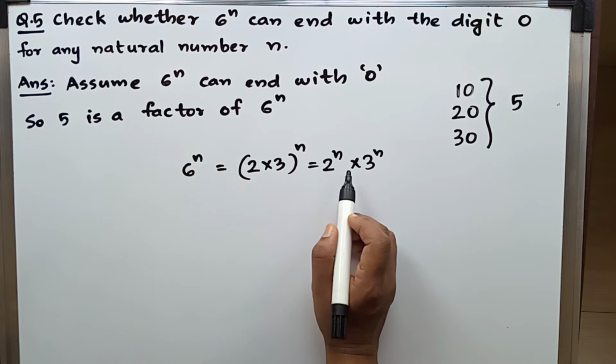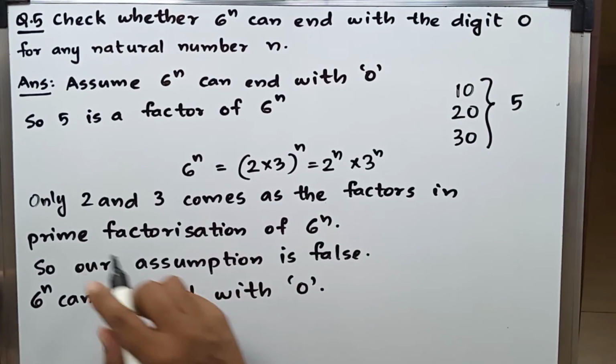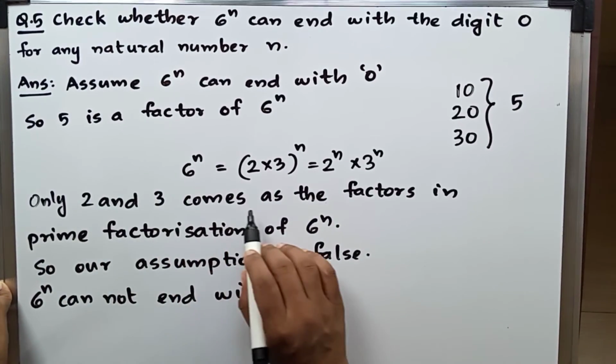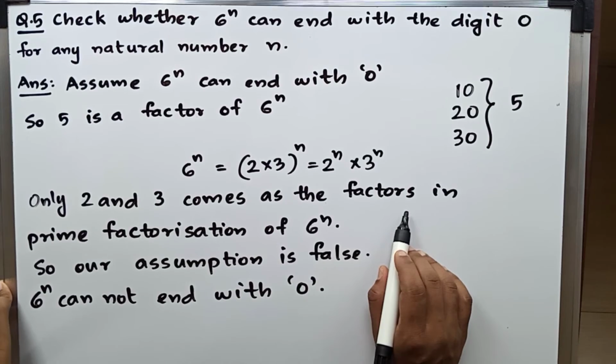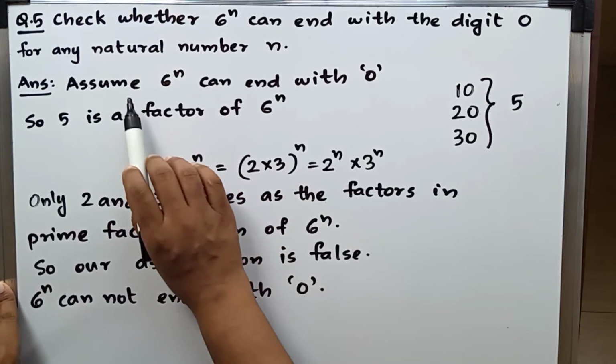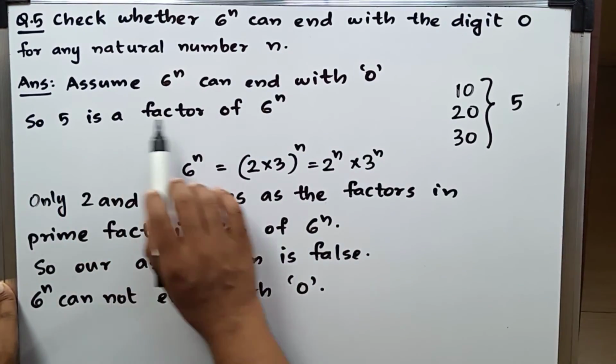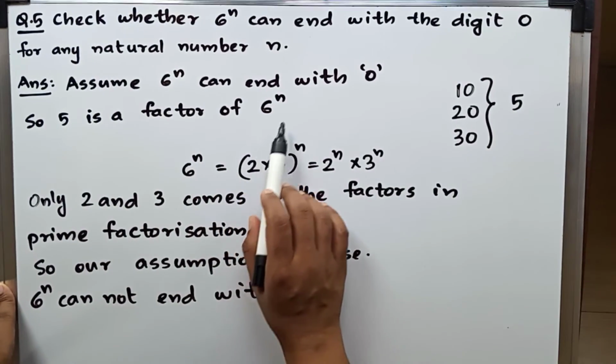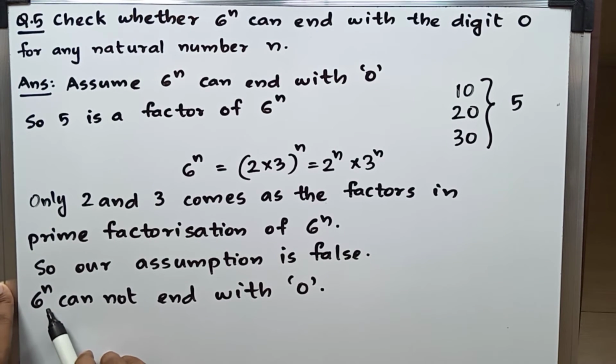So what we can say? Only 2 and 3 come as the factors in the prime factorization of 6 raised to n, right? So our assumption is false. Our assumption was that 5 is a factor of 6 raised to n, which will not occur. So we can say 6 raised to n cannot end with 0.